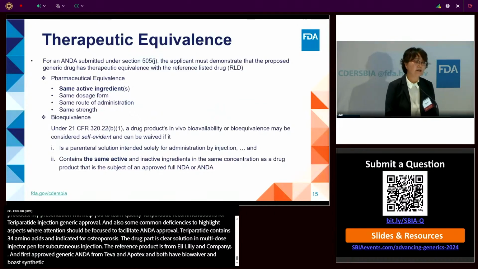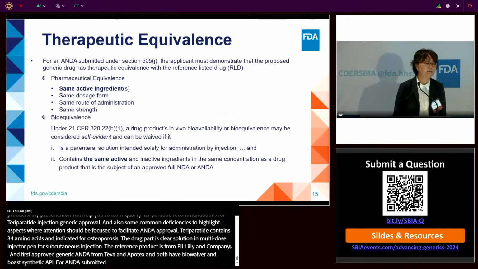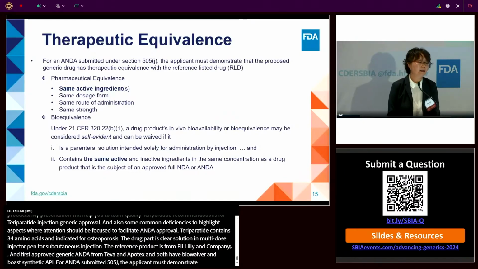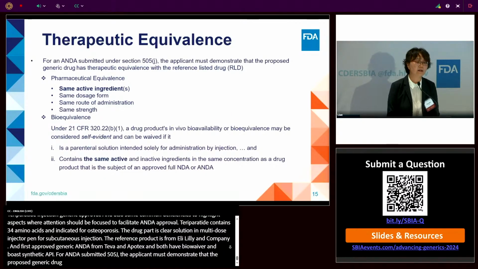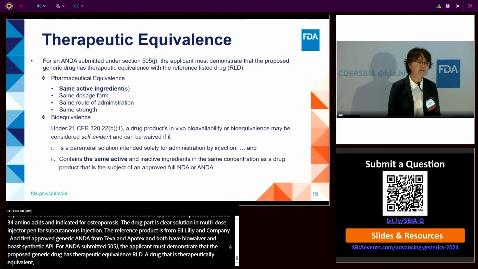For ANDA submitted under 505(j), the applicant must demonstrate that the proposed generic drug has therapeutic equivalence with the RLD. A drug that is therapeutically equivalent also needs to be pharmaceutically equivalent and bioequivalent. I want to point out the same active ingredient is required by both PE and BE.